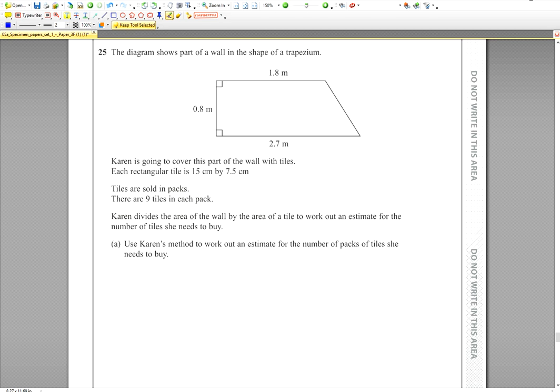Okay. The diagram shows part of a wall in the shape of a trapezium. Karen is going to cover this part of the wall with tiles. Each rectangular tile is 15 cm by 7.5. Tiles are sold in packs of 9. Karen divides the area of the wall by the area of the tiles to work out an estimate for the number of tiles she needs to buy.